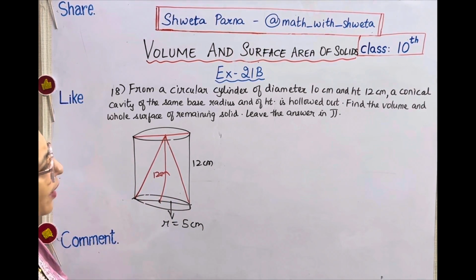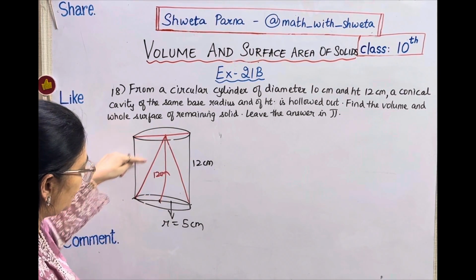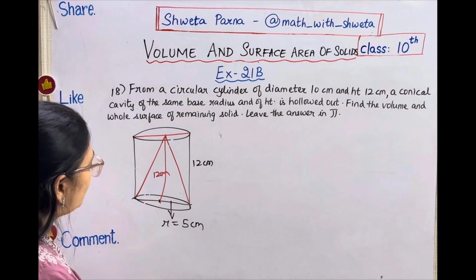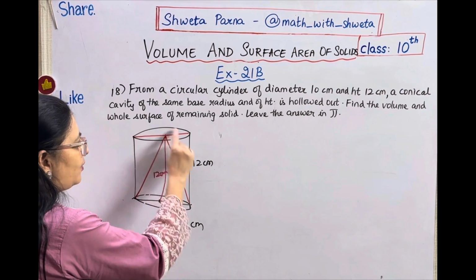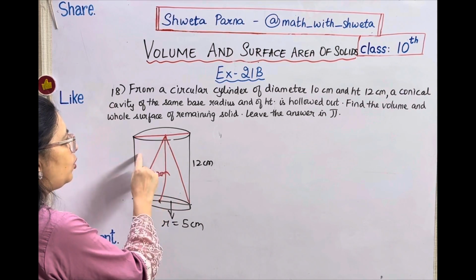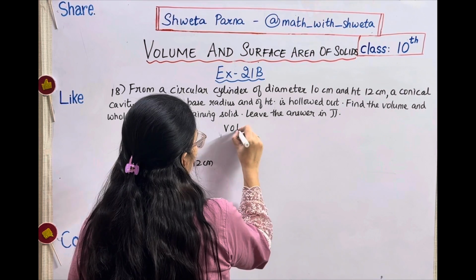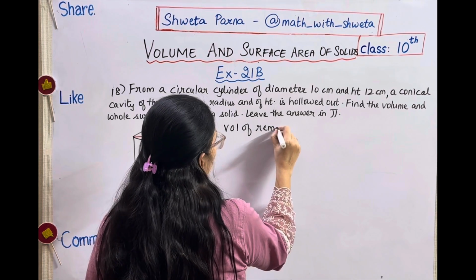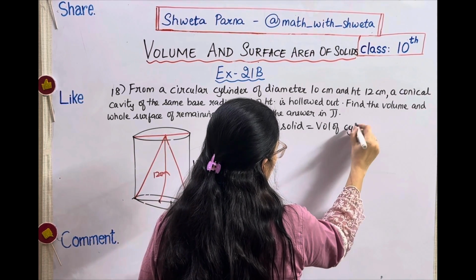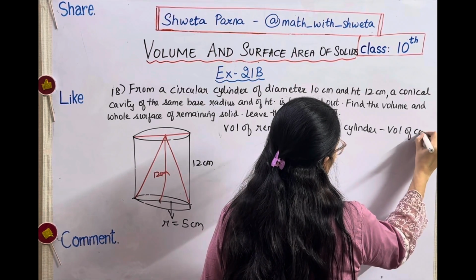Now find the volume and the whole surface of the remaining solid. From this cylinder, if I remove this much part, what volume is remaining, that I have to find. So how will you find the volume of the remaining solid? First you will find the volume of the cylinder, subtract the volume of the cone from it, you will get the volume of the remaining solid. Let's do it. So volume of remaining solid is volume of cylinder minus volume of cone. Correct?